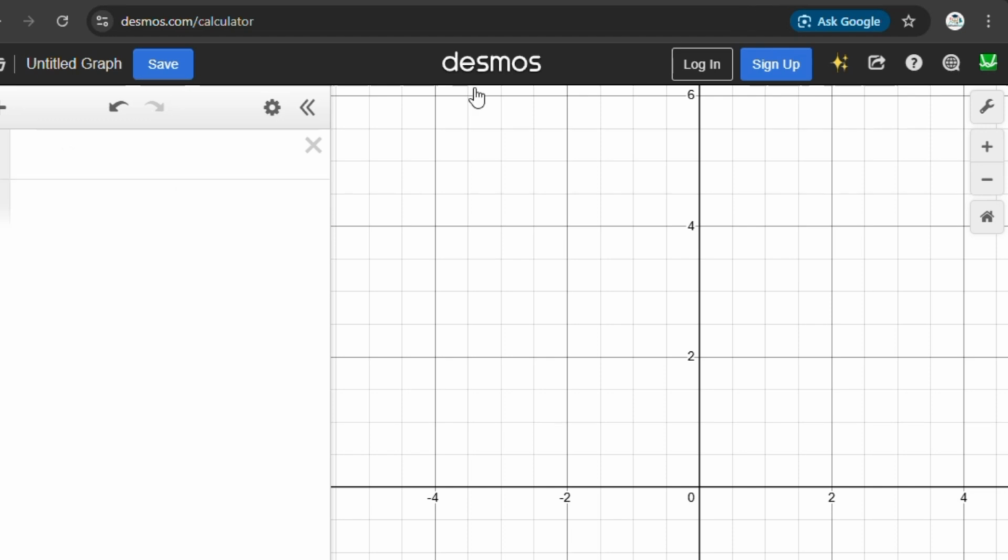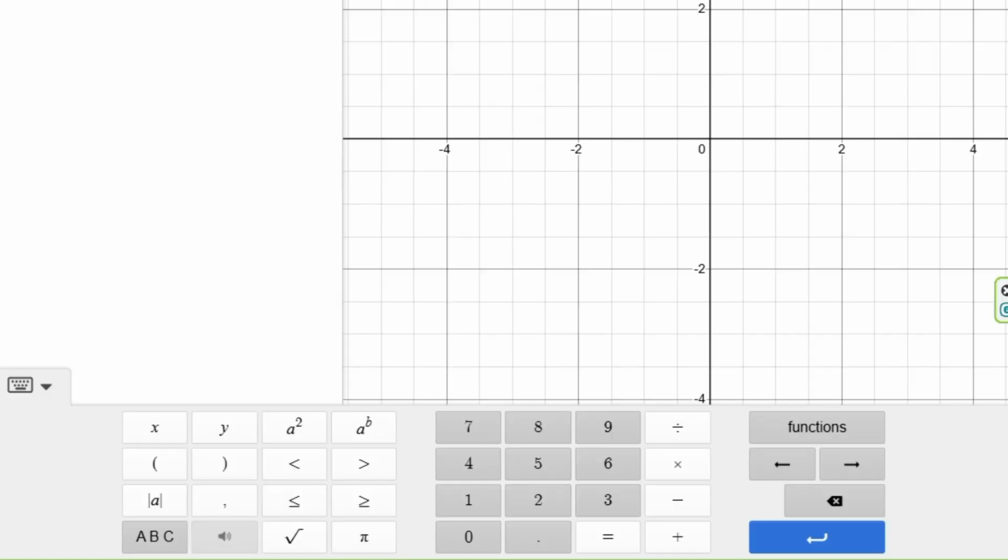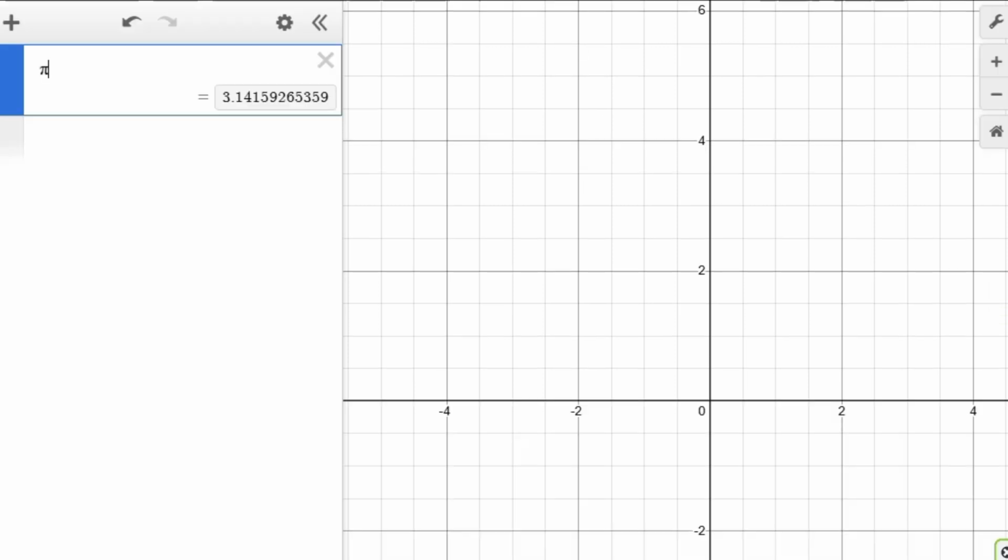And also, what if you want to write pi? You can do so by writing P and I. It will just turn into a pi. But you can also use the keypad and just click this pi button right here, and it will do basically the same thing.